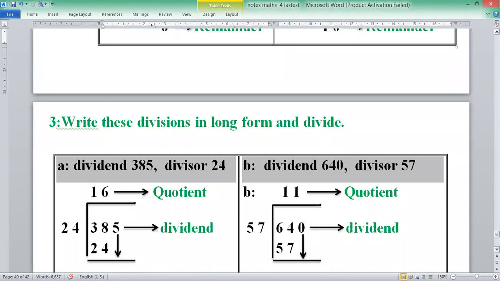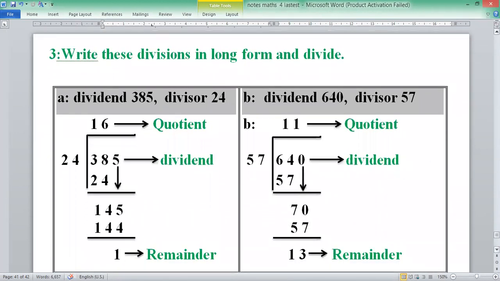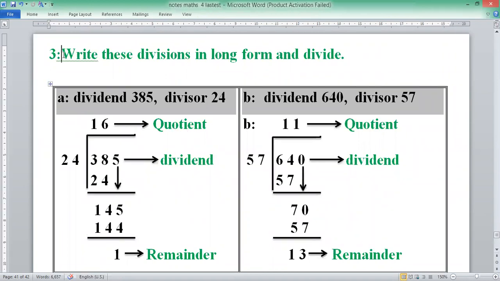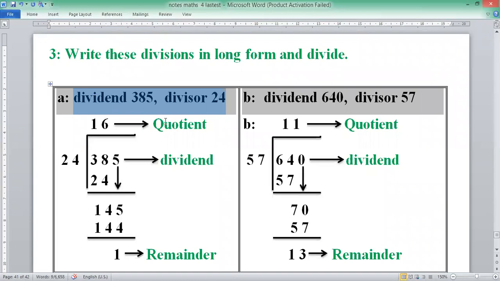In this way, in question 3, on page 24, there are more problems regarding division sums. The statement is, write these divisions in long form and divide. This is your homework. Dividend and divisor are given. Here, I just want to explain one part for you, and the remaining you will solve by yourself.